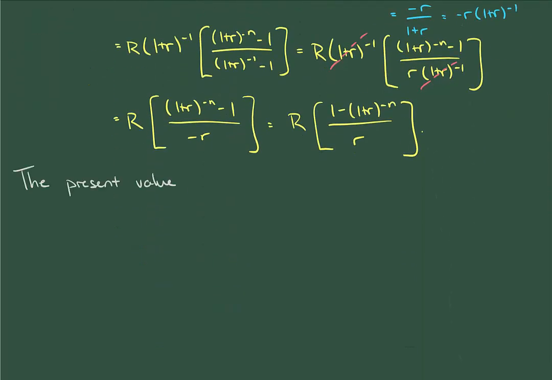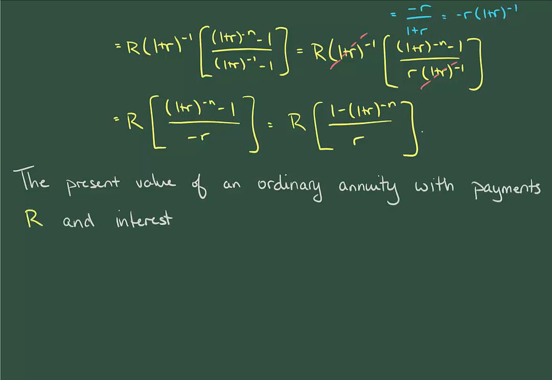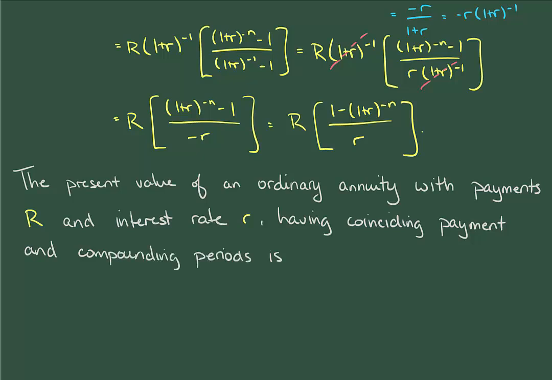So to summarize, the present value of an ordinary annuity with regular payments capital R compounding at a rate little r and coinciding payment and compounding interest periods is the following.